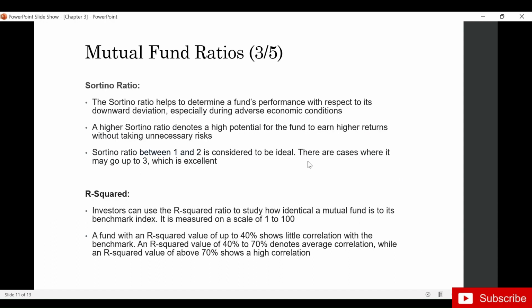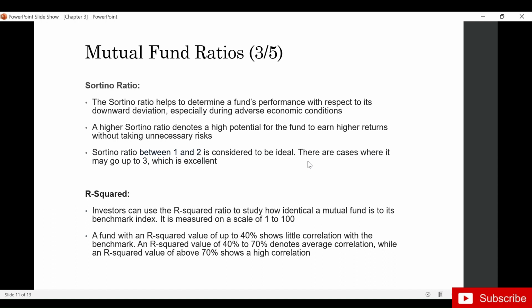Now coming to the fifth ratio, which is Sortino ratio. The Sortino ratio helps an investor to determine a fund's performance with respect to its downward deviation, especially during adverse economic conditions. A higher ratio tells an investor that the fund has a high potential to earn higher returns without taking any unnecessary risk.